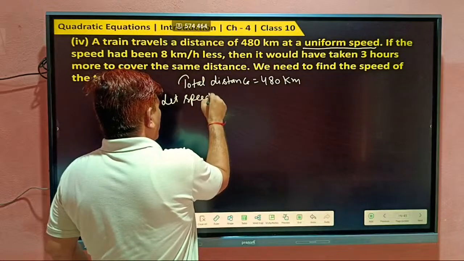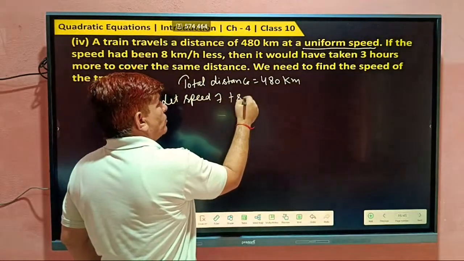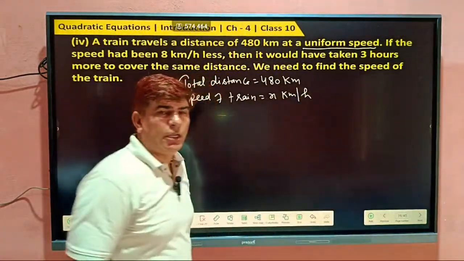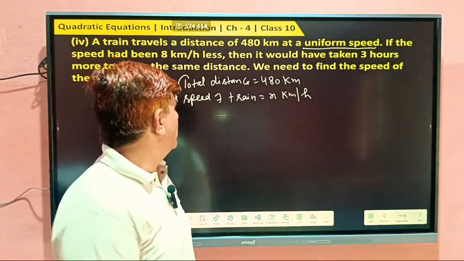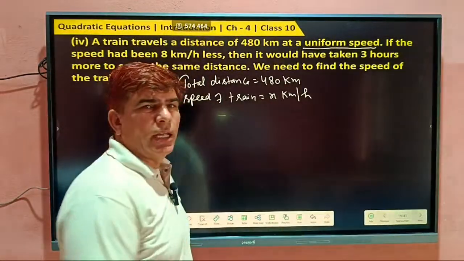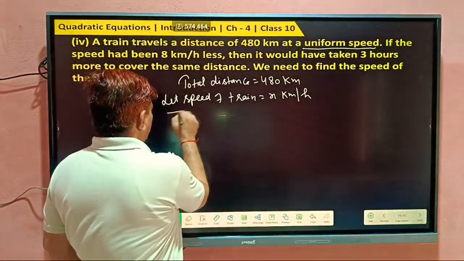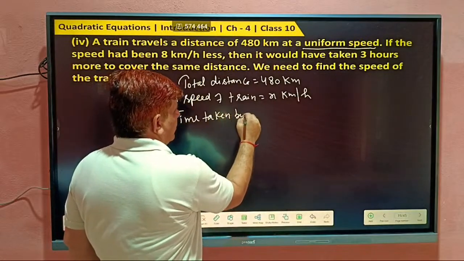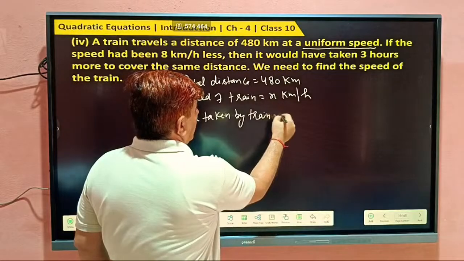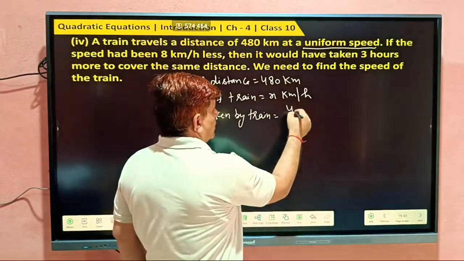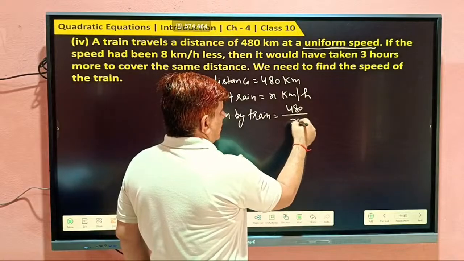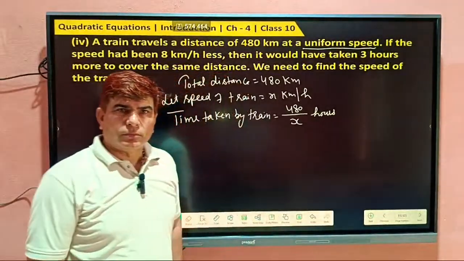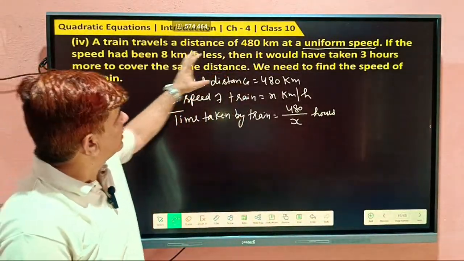Let the speed of the train, meaning uniform speed, be x kilometers per hour. It means in 1 hour the distance traveled by that train is x kilometers. Time taken by the train to cover 480 kilometers: distance divided by speed is equal to time. This is your first part till here.